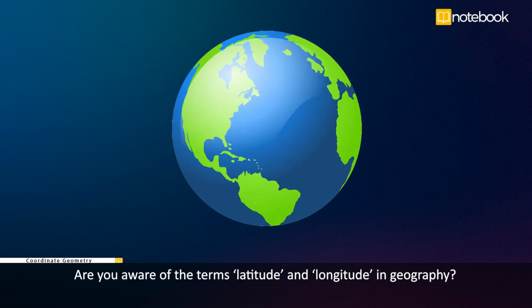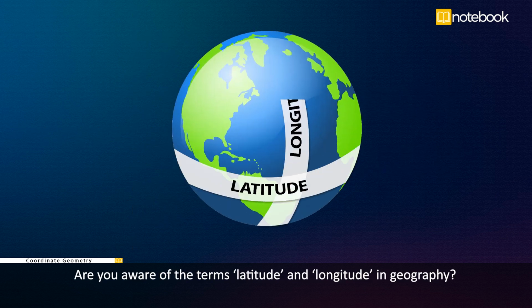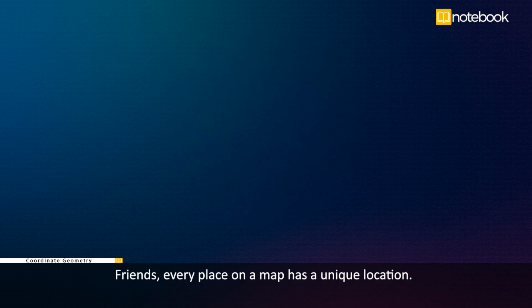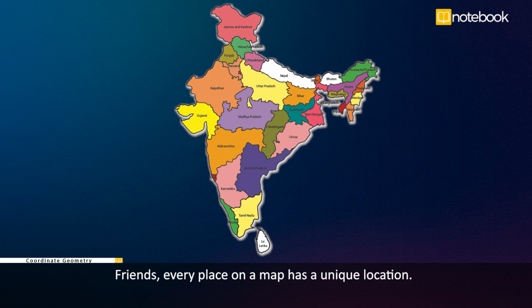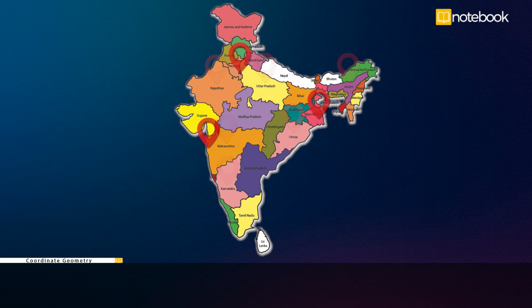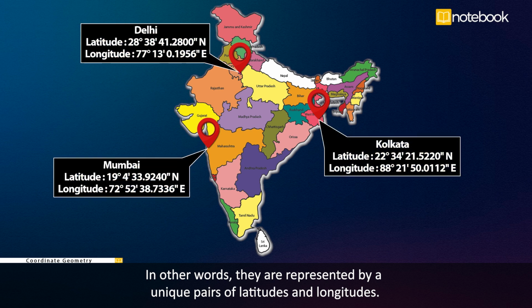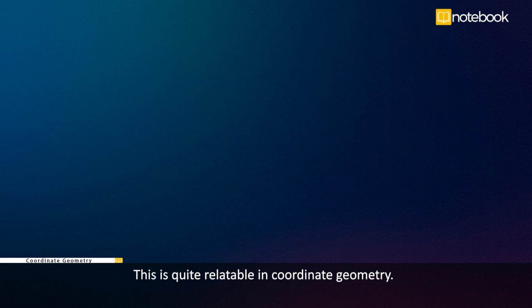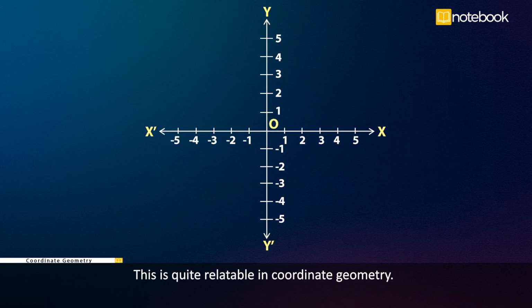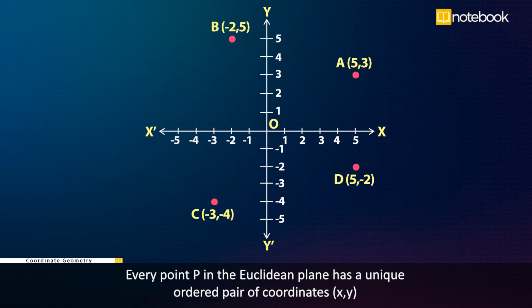Are you aware of the terms latitude and longitude in geography? Friends, every place on a map has a unique location. In other words, they are represented by a unique pair of latitudes and longitudes. This is quite relatable in coordinate geometry. Every point P in the Euclidean plane has a unique ordered pair of coordinates (x, y), which are known as the Cartesian coordinates.